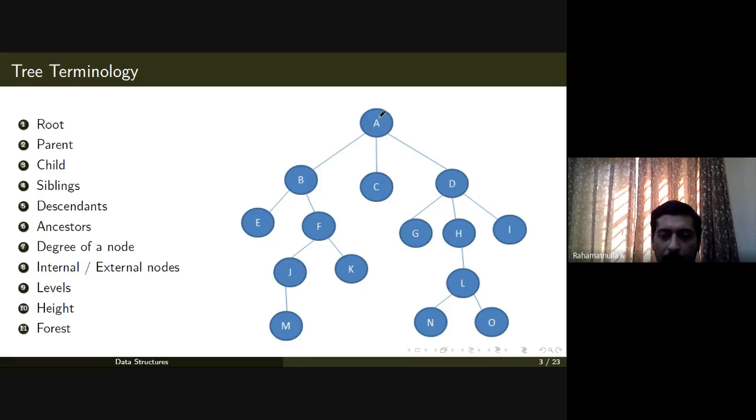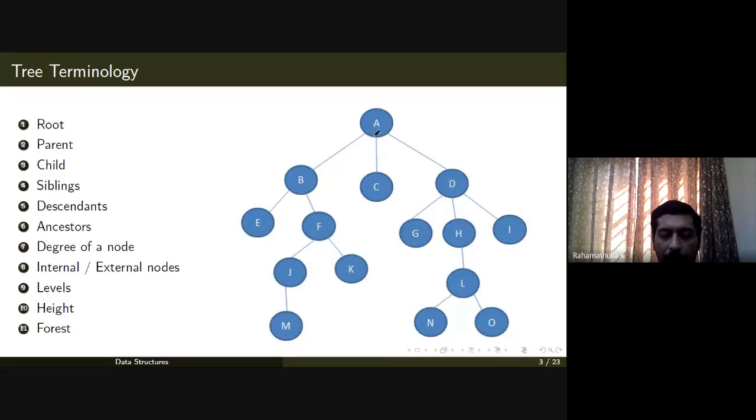So A is the root of the tree. Then it's just the opposite convention of a natural view of a tree. In the case of a natural view, you can see that the root will come in the bottom portion, then the tree will be grown upwards.